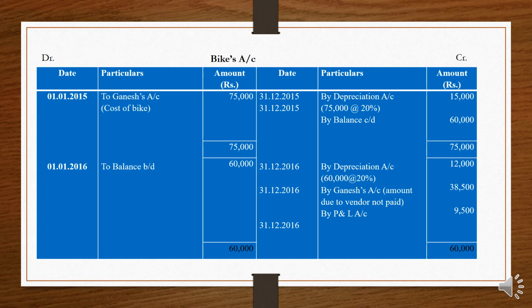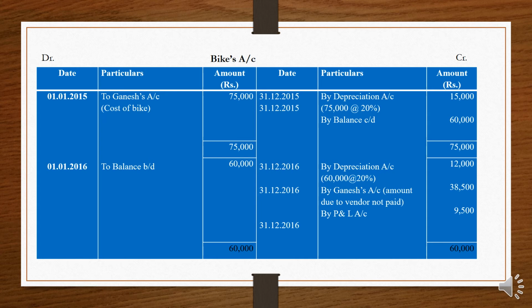So by bikes account, with the amount due to the vendor which is not paid by the hire purchaser or hire buyer, is equal to 38,500. The remaining balance of the asset account is to be transferred to profit and loss account. There is a loss of 9,500.